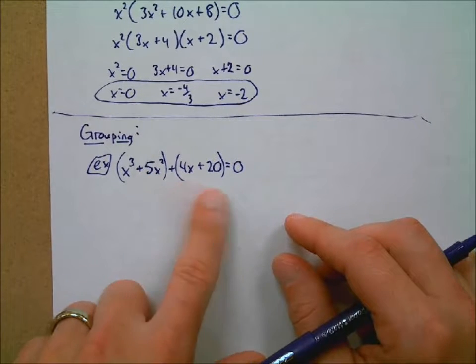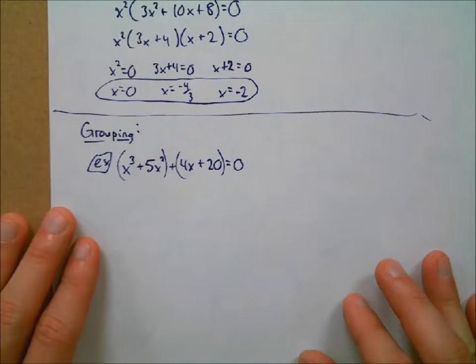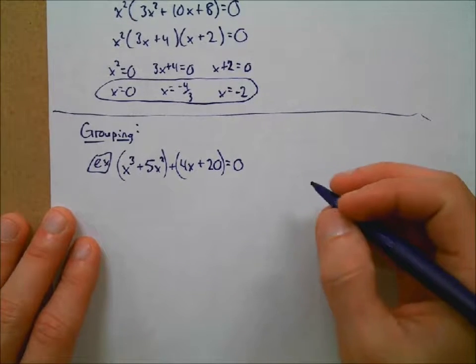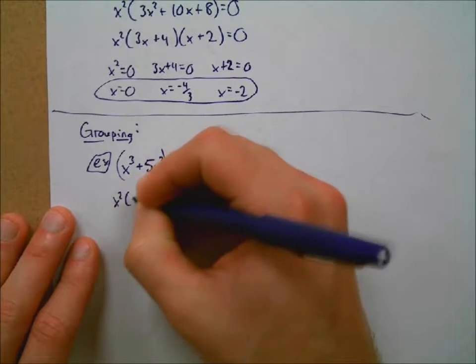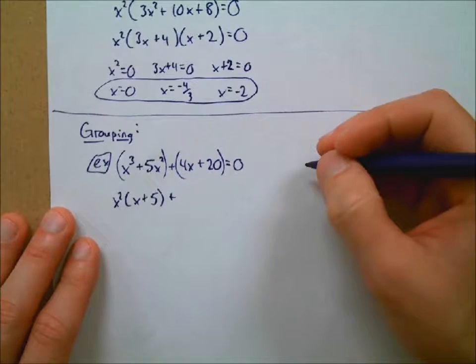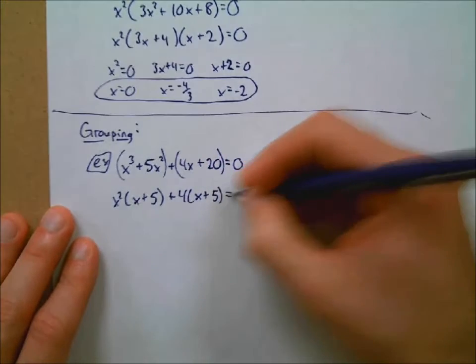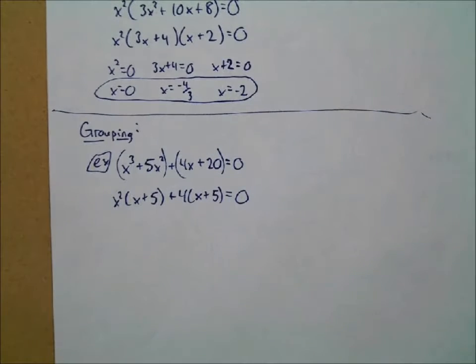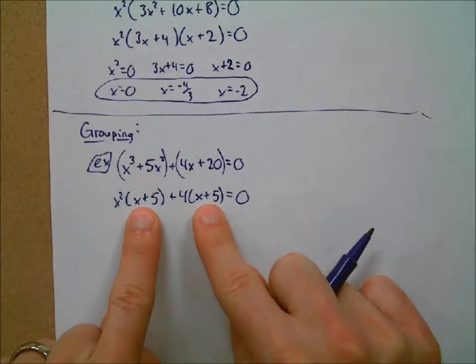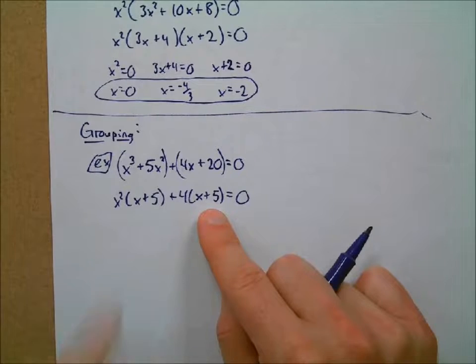But if we group, now looking at these first two terms, what's the greatest common factor we can take out of those first two terms? x squared, yeah. And we have then x plus 5. And what about out of the second two terms? 4. And we're left with x plus 5. Okay, and then we can see grouping is going to work here, because we end up with the exact same factor in each term. We won't say cancel, but yeah, they're going to factor out.